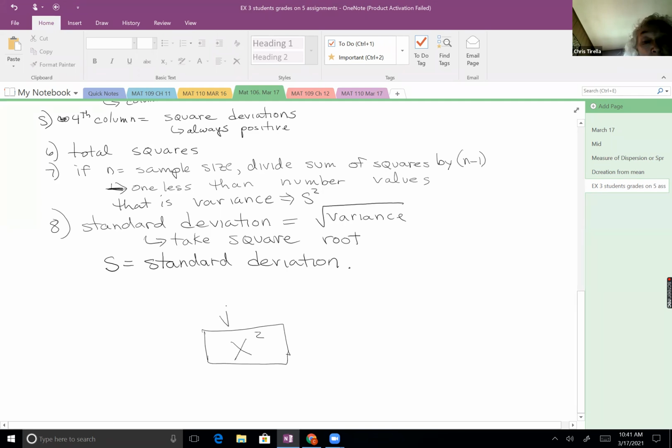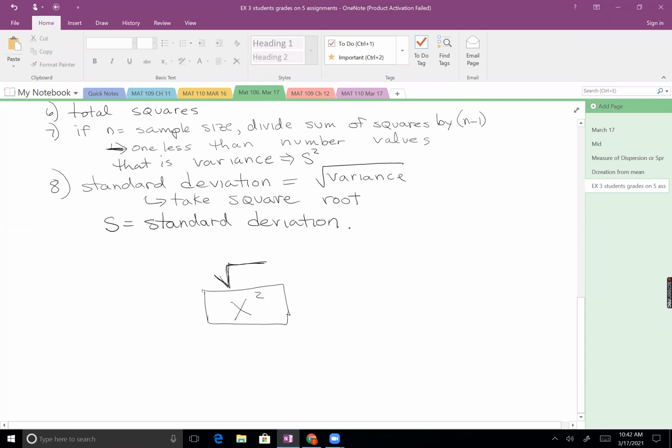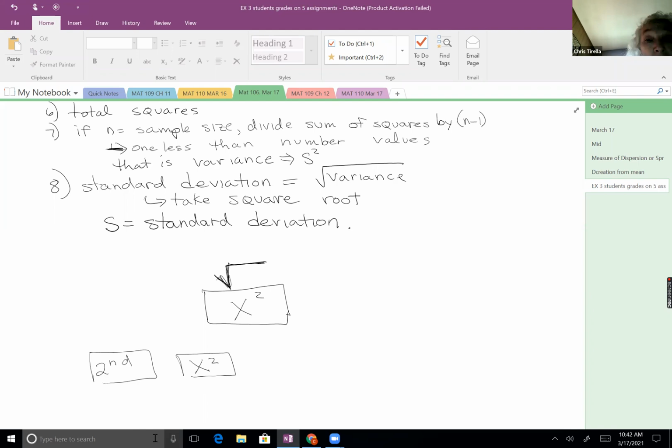And above the X squared button, there's a square root symbol. To take the square root of a number, in order to get that square root symbol that's in a different color above a button, we first have to press the second button. Then when we press X squared, it'll give us the square root symbol. Then we'll type in our number, which was 14.5. And then when we hit equal, what you get should round to 3.8.